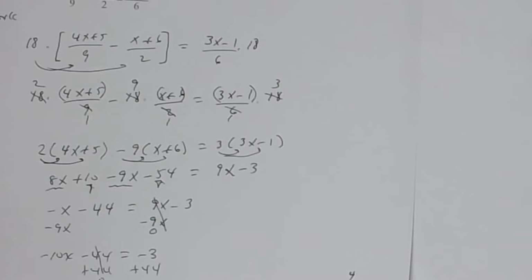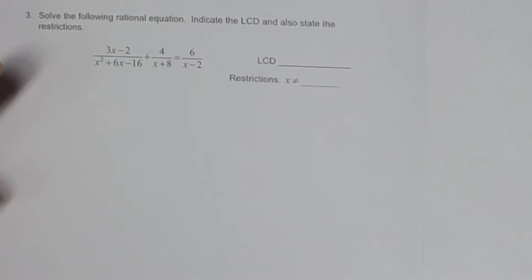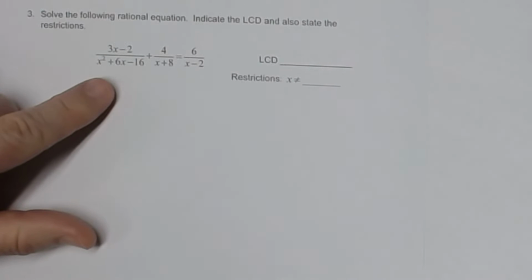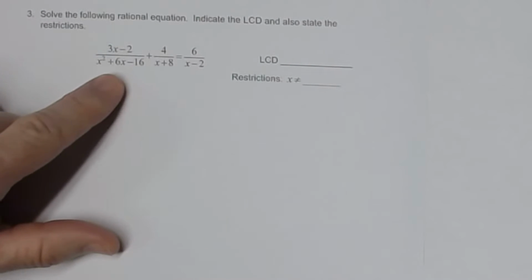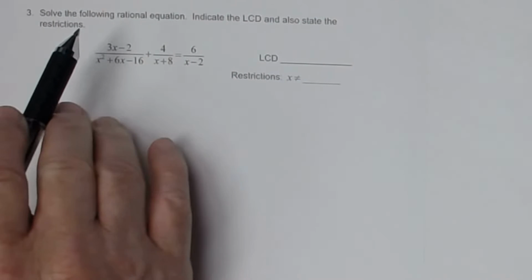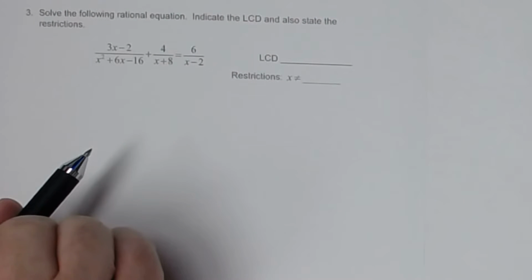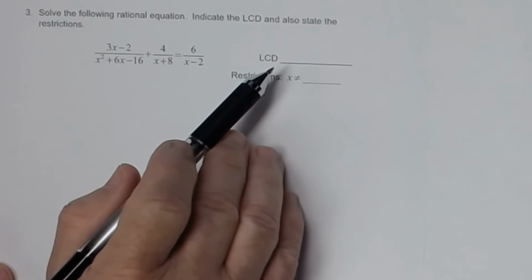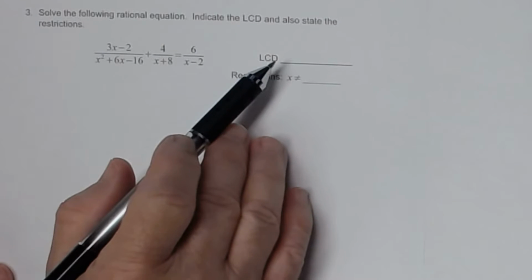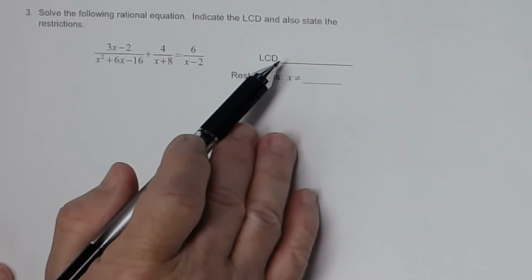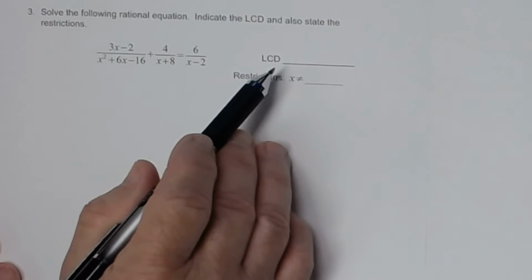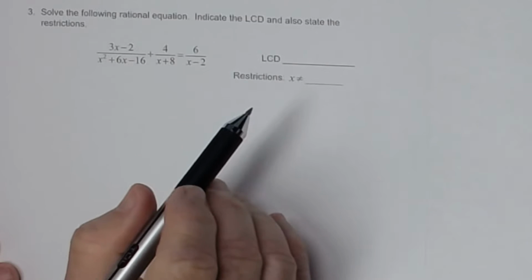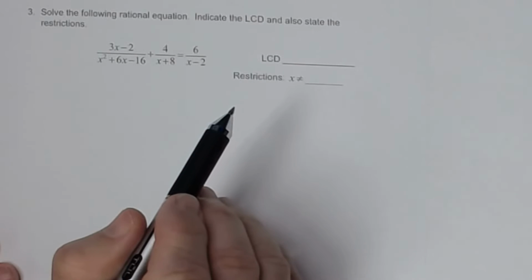Okay, now number 3, you had this equation. Now this equation is not a linear equation because notice you have variable expressions in the denominator. So this is considered a rational equation. All right, now I gave you some hints here. I asked you to indicate the least common denominator, so that implies that you're going to use a least common denominator here, right? And then I also asked you to determine the restrictions.